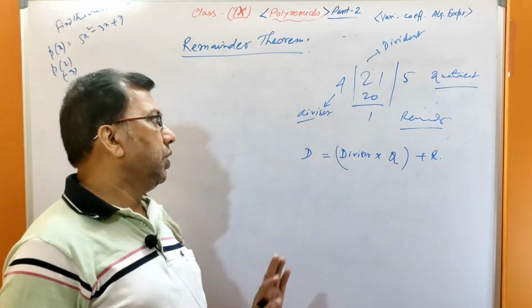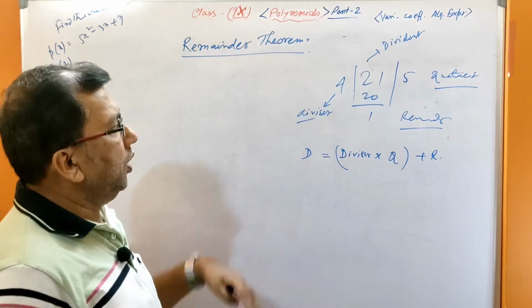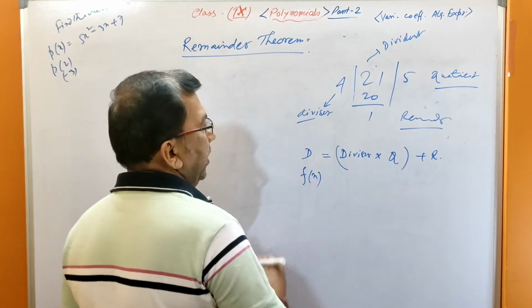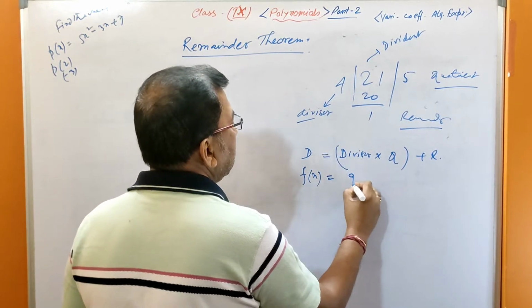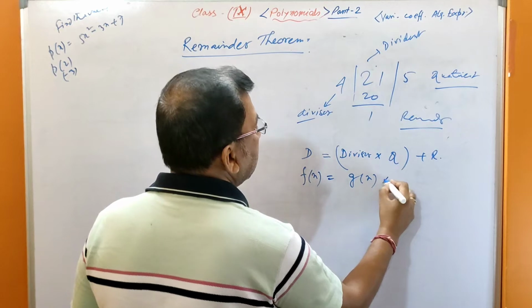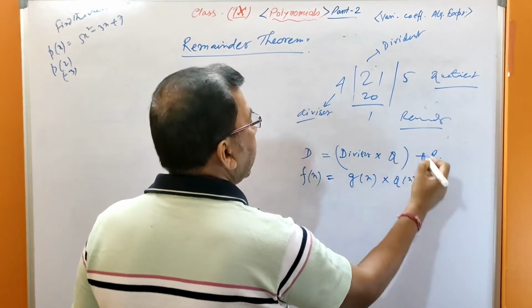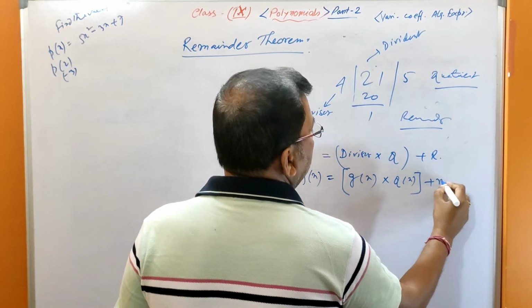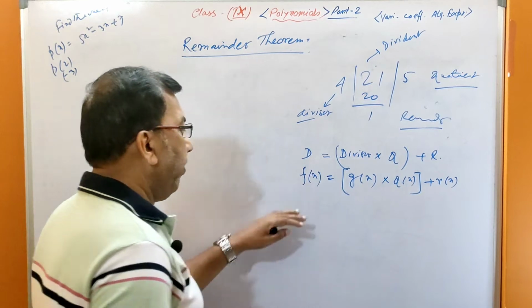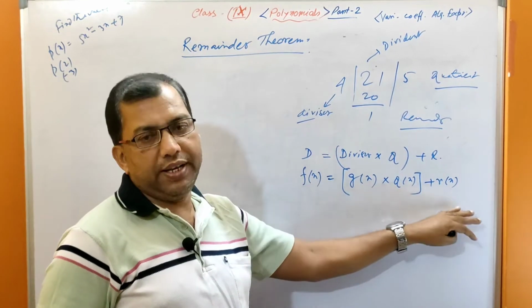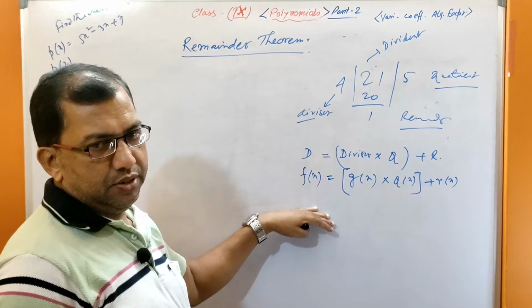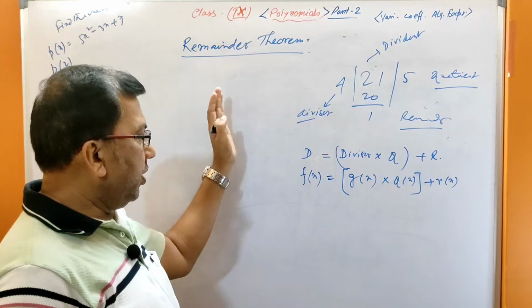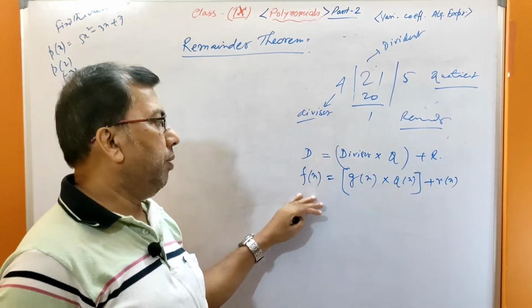You all know this. So in case of polynomials, if you write this as fx, the divisor is gx, the quotient is qx and the remainder is rx. So fx equals gx into qx plus rx. Clear? This is simple notation. In this way you can find the remainder and check it by applying this.